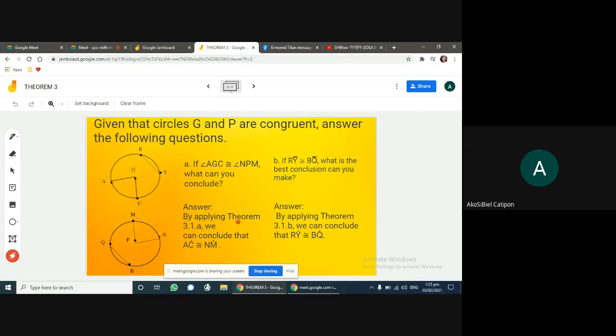Second one naman po ay yung chord RY is congruent to chord BQ. What is the best conclusion can you make? By applying theorem 3.1b, we can conclude that arc RY is congruent to arc BQ. Kasi sabi po doon, congruent chords have congruent arc.